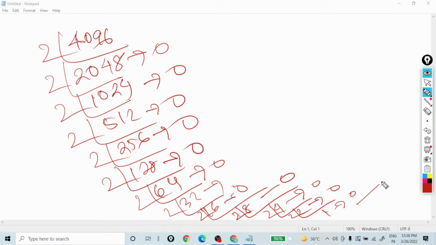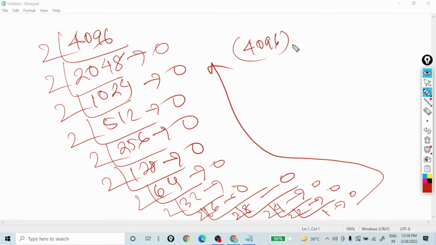So you have to take it like this. Sorry, this 4096 is not in hexadecimal; initially we took this in decimal form. Right? Initially we took the example of 1000 in hexadecimal.